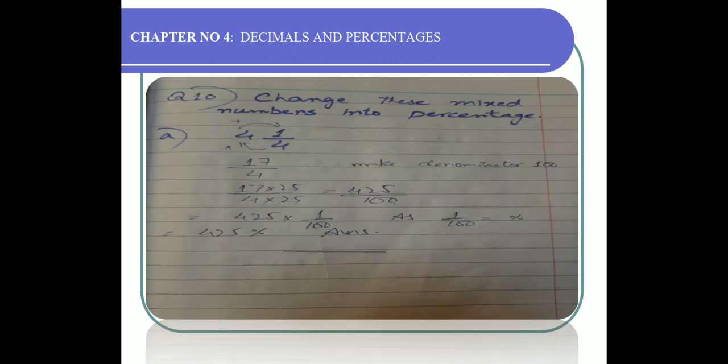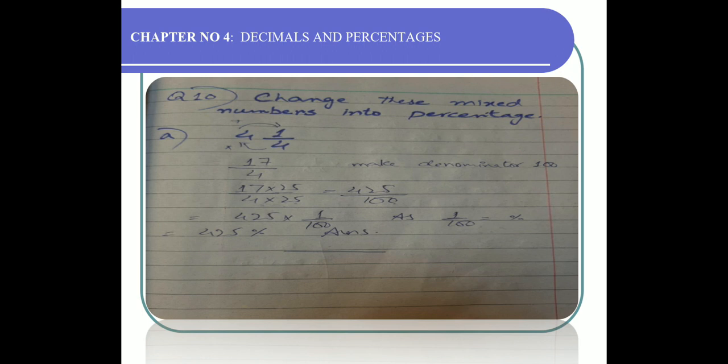Question number 10, change these mixed numbers into percentage. What you have to do, the first step is to change the mixed fraction into a simple fraction. How can you change the mixed fraction into a simple fraction? 4 multiplied by 4 is 16, and 16 plus 1 is 17. 17 over 4 is the simple fraction.